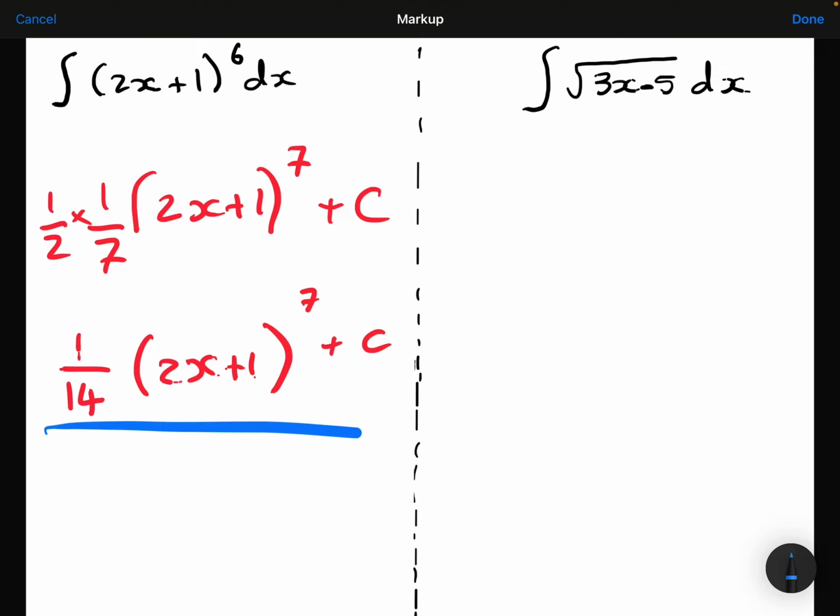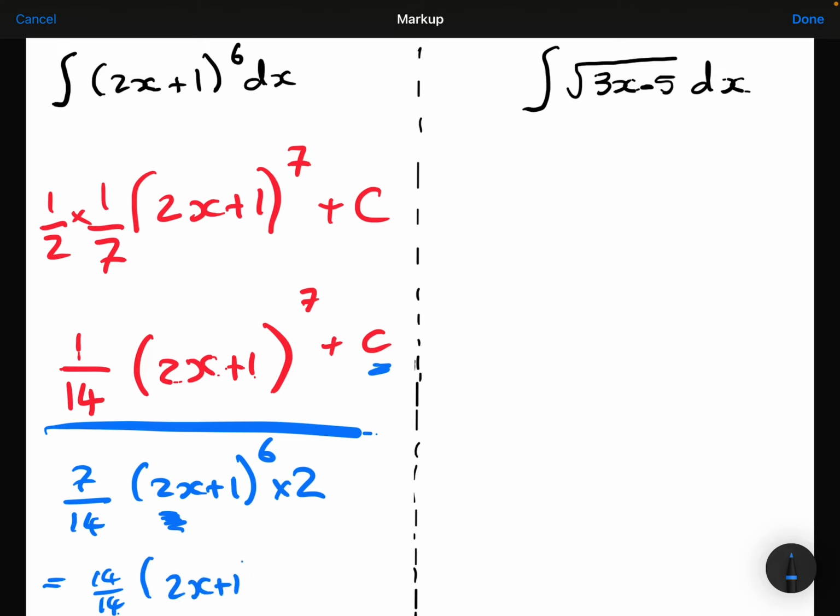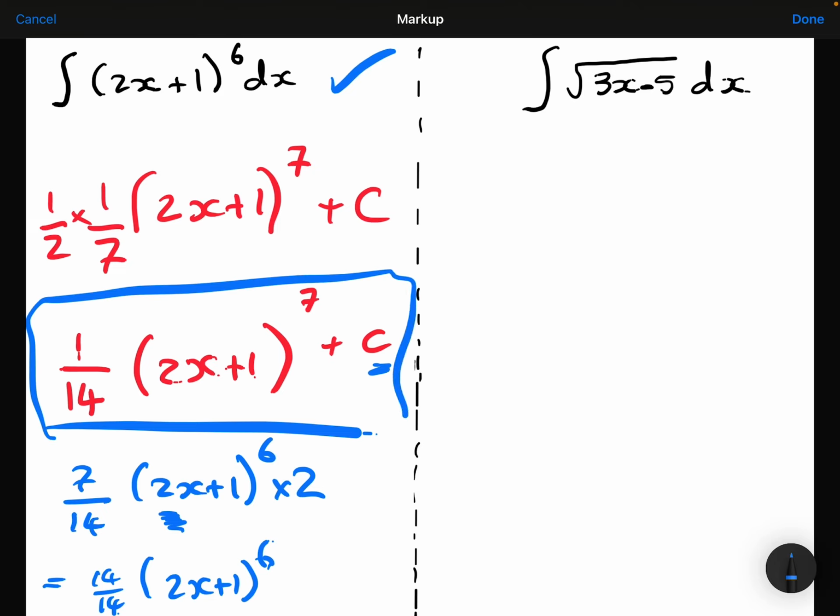So let's differentiate this. So I'm going to times by the 7. So I'd have 7/14 times the 2x plus 1. Take 1 away from the power, which is 6. I would then need to multiply by the derivative of the inside function, which is 2. When I differentiate the constant, that's just going to disappear. And we can see here that the 7/14 times 2 will be 14/14, or just 1. And you can see that we do get back to where we started from. So this is correct.